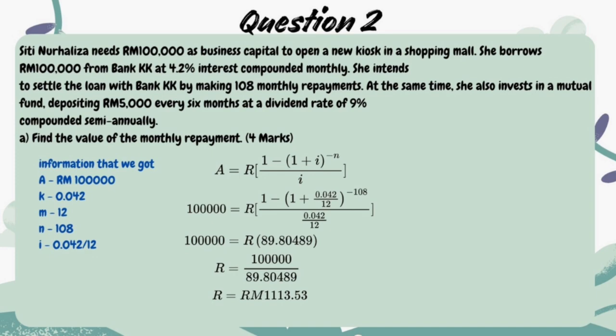For step 2, 100,000 equals R times 89.80489. For step 3, R equals 100,000 divided by 89.80489. And the final answer is R equals 1,113 ringgit and 53 cents.